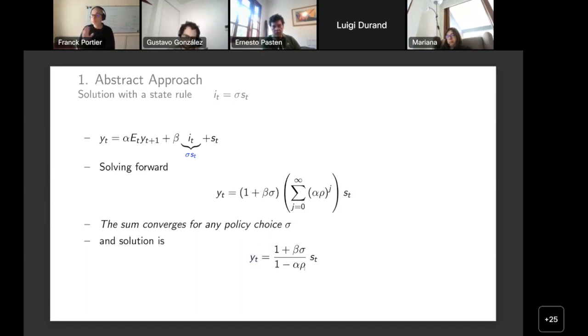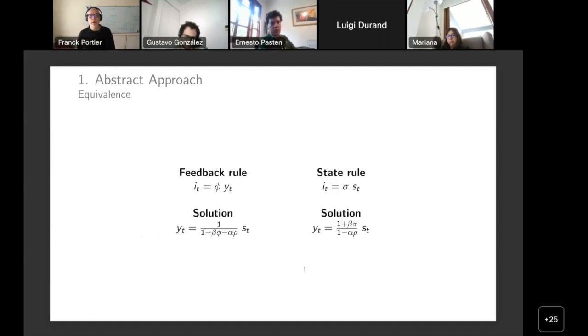Okay. So to recap, it's the same world as far as the private sector is concerned, and then there are two different policies: feedback rule or state rule, and depending on those policies, I have those two solutions. And then my question is, does it matter to assume that the rule is feedback or state? Or to put it differently, can I always obtain those allocations if I assume a state rule? And can I always obtain those allocations if I assume a feedback rule? Is there equivalence between the two? Is it just a different way of telling the same story?